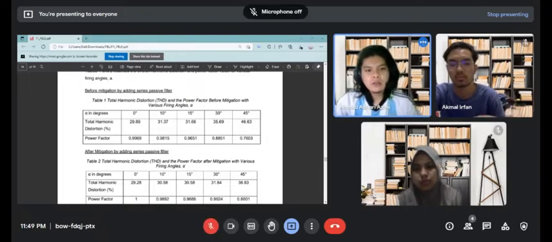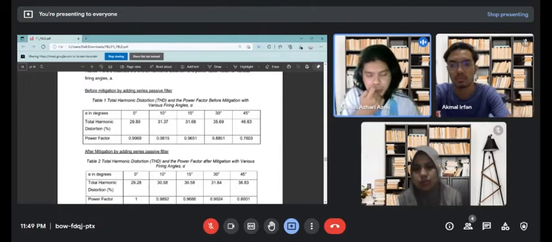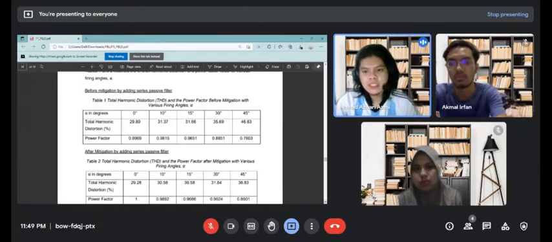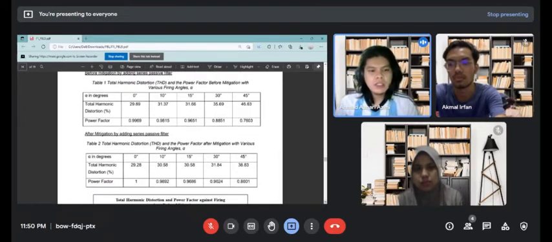So in this table 1, we can see that when we increase the firing angle, the THD will increase, from 29.89 to 46.63, while the power factor will decrease, from 0.9969 to 0.7603. Table 2 is THD and the power factor after mitigation with various firing angles. In this table, we can see that when we increase the firing angle, the THD will increase while the power factor will decrease.